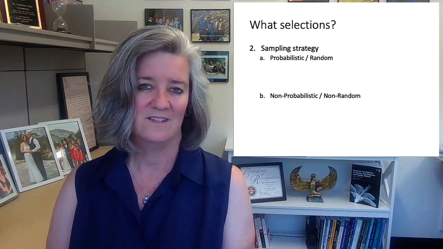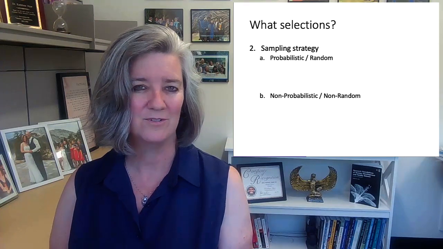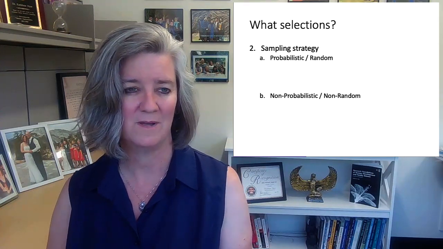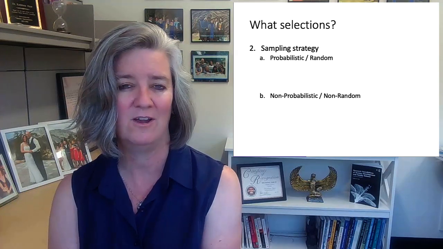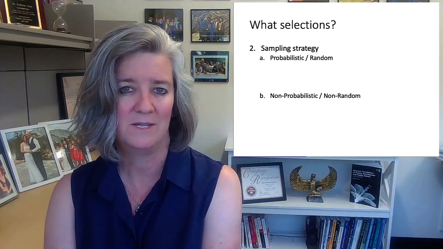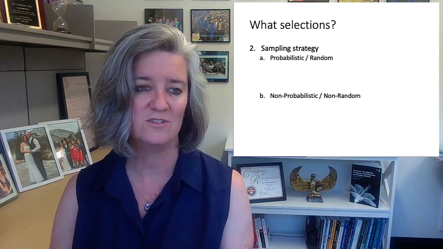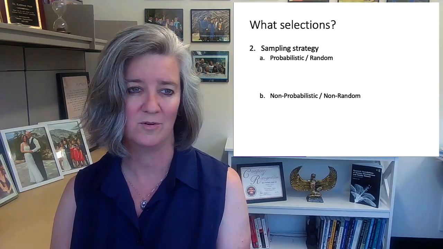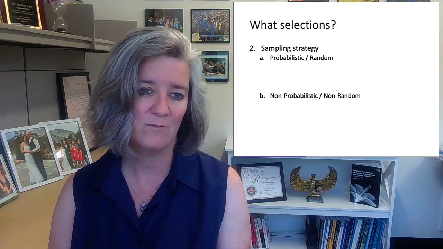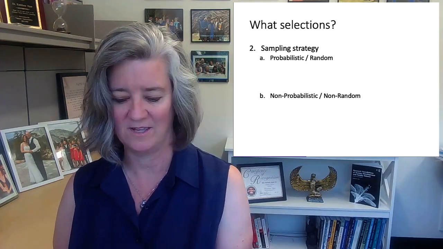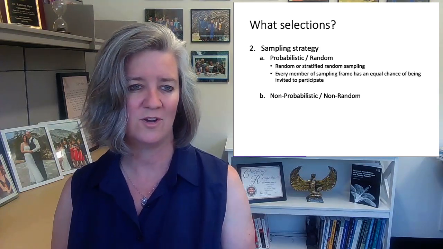Something else that the scientist has to select, which may or may not produce more selection bias, is from within the sampling frame, they have to figure out how to pick participants. There's two basic approaches. They could use a probabilistic or random approach to sampling, or they could use a non-probabilistic, non-random approach to sampling.